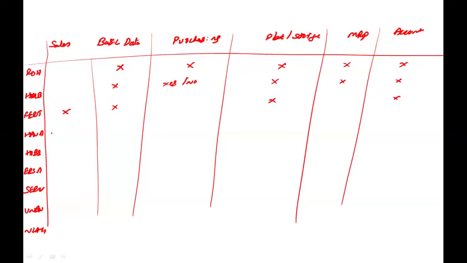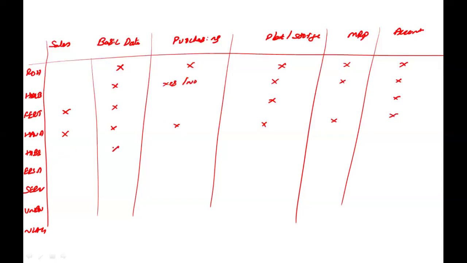So you have the trading material. Trading material you will sell. You will have the basic information. You will purchase, you'll store, you'll plan, and you have the accounting view. You have everything.